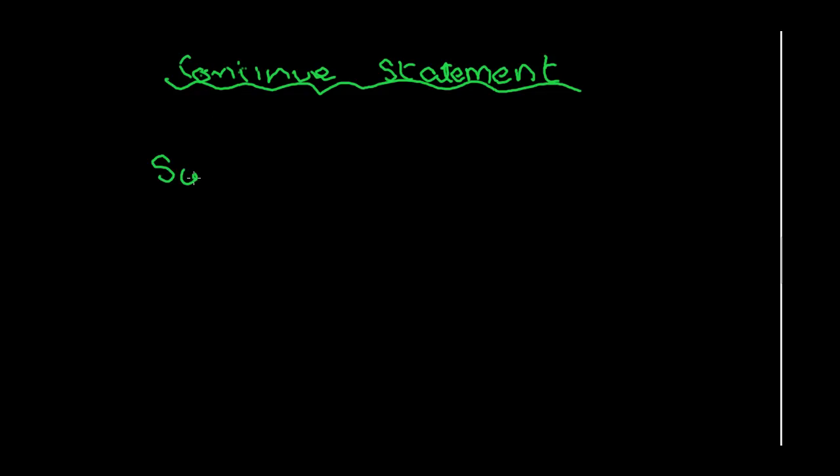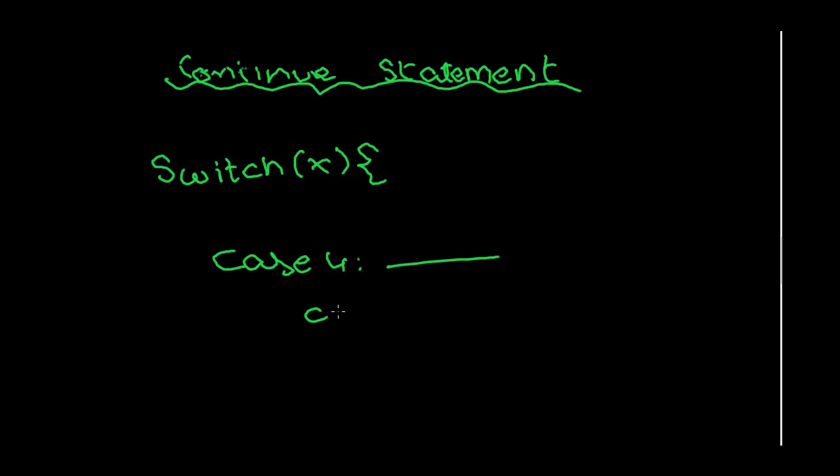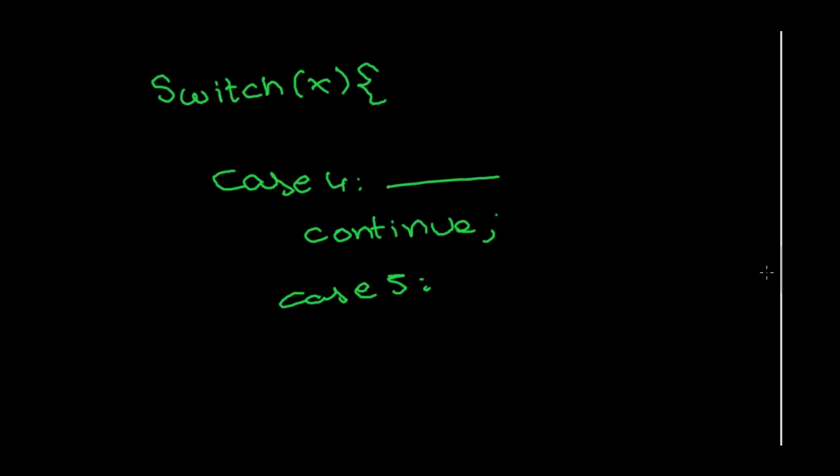Now suppose you have a switch X, case 4, do something, continue, case 5, do something and break. So basically what continue does is it lets you keep the thing going on. I'll make another video on continue. I know it's a little messed up in this video, don't worry.